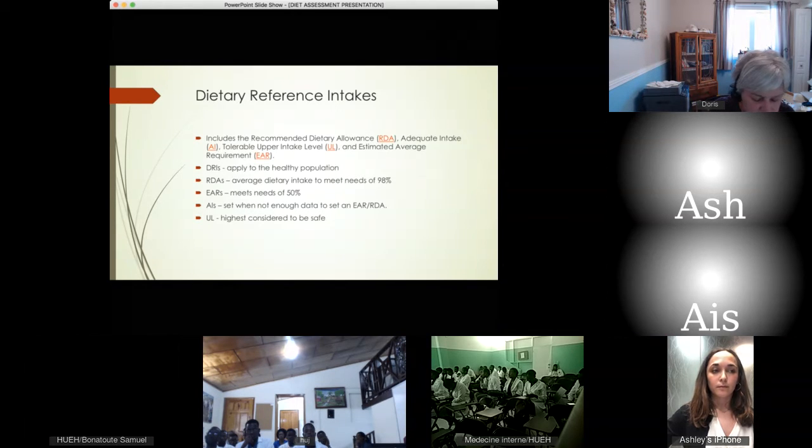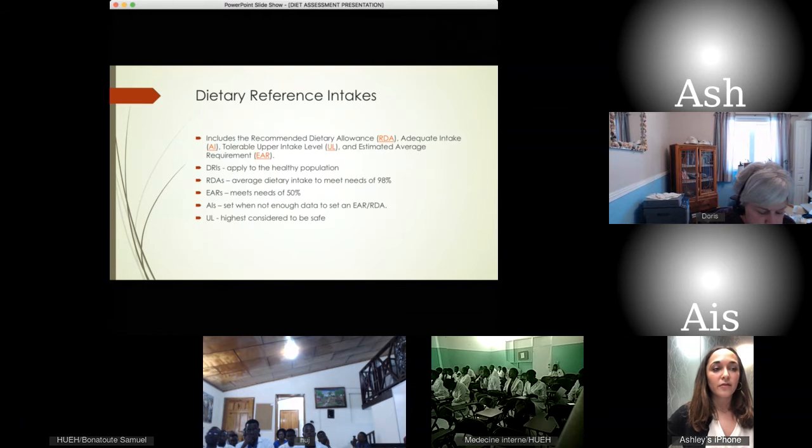So when there's enough evidence available, the best dietary reference intake to use is the RDA, which stands for the Recommended Dietary Allowance.